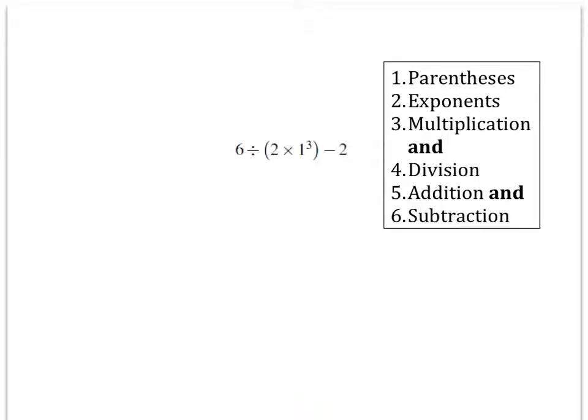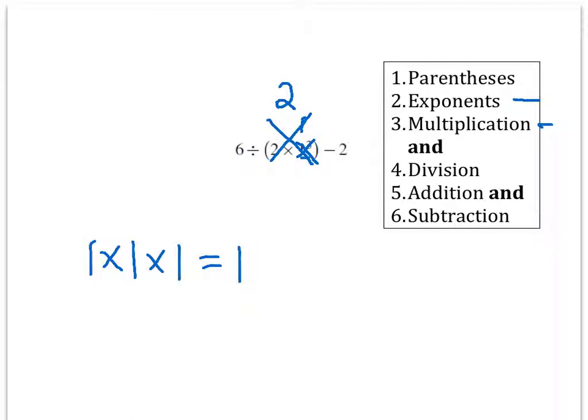Let's try this first problem where I'm going to use the order. So I start with parentheses first, and you can see that you have 2 times 1 to the third power. Now looking at this, I know that 1 to the third power needs to be done first because on the order of operations list, exponents comes before multiplication. So I know that 1 times 1 times 1 equals 1. So I'm going to cross this out and just put 1. I know that 2 times 1 is going to equal 2, so I cross this out and just put 2.